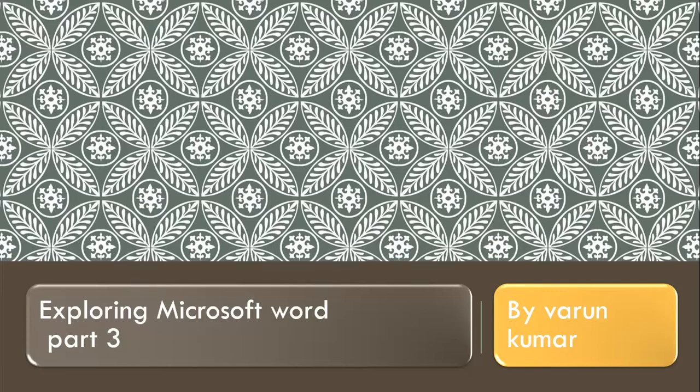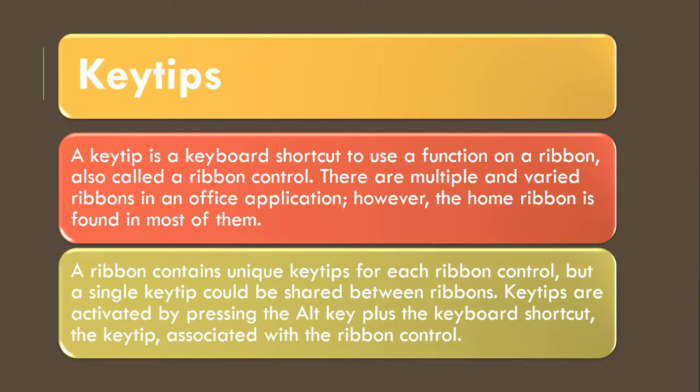Now we are going to discuss exploring Microsoft Word. Key tips. A key tip is a keyboard shortcut to use a function on a ribbon, also called a ribbon control. There are multiple and varied ribbons in an Office application. However, the Home ribbon is found in most of them.